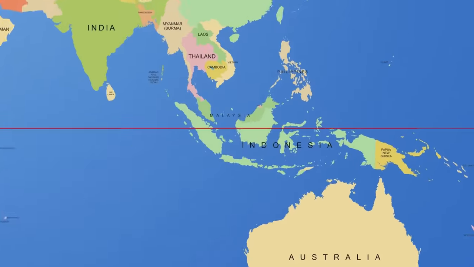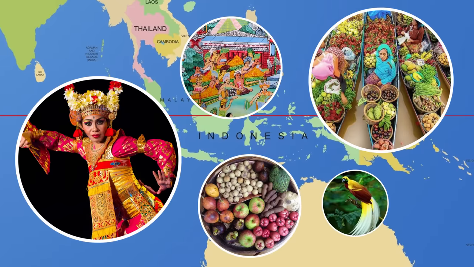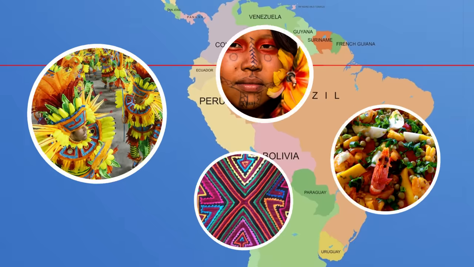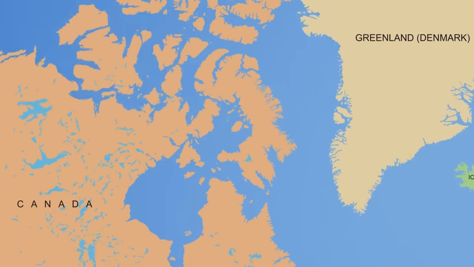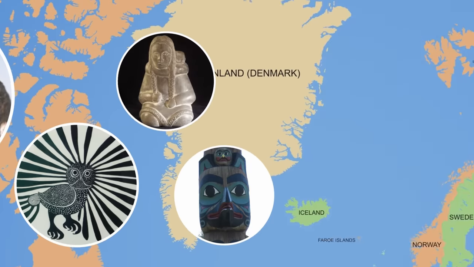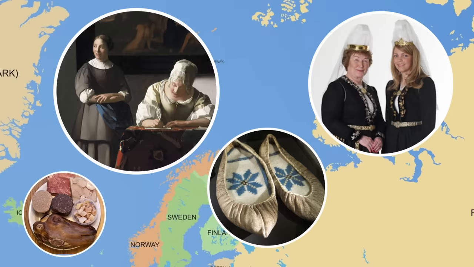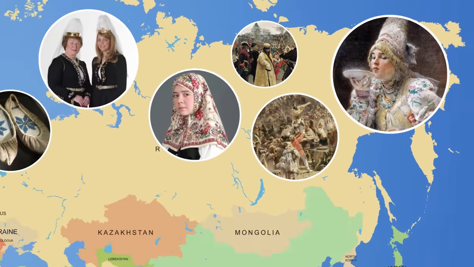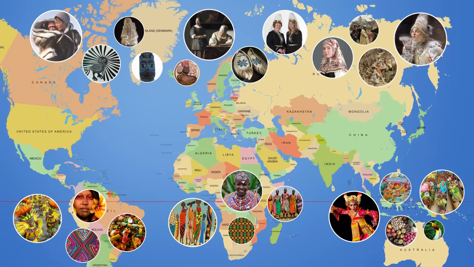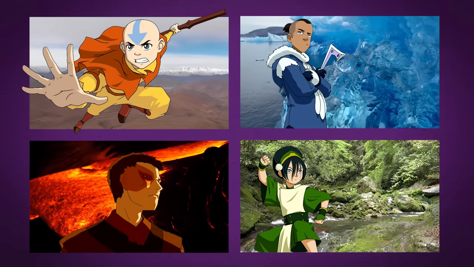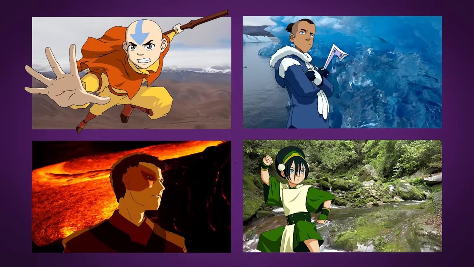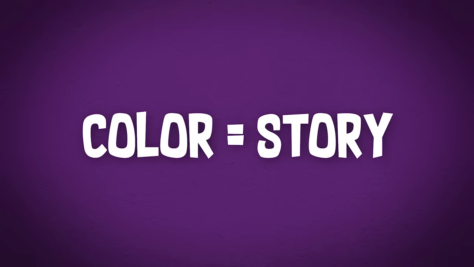If you take a look at the globe, countries closer to the equator are going to have more colorful clothing and artwork, while countries closer to the poles will have more muted clothing and artwork. Color can act as a signifier of the environment that the character comes from. In other words, color tells a story.